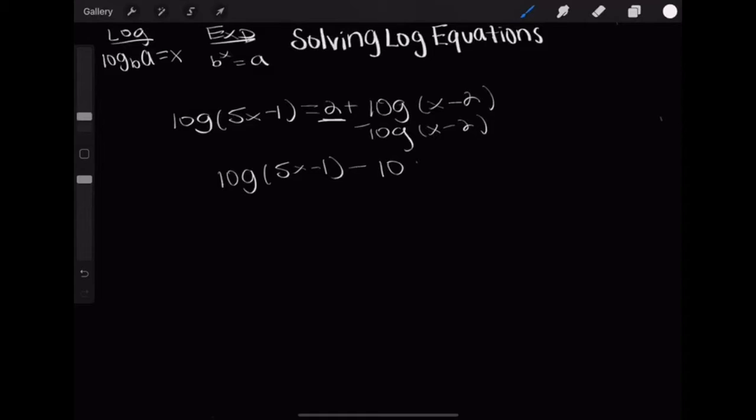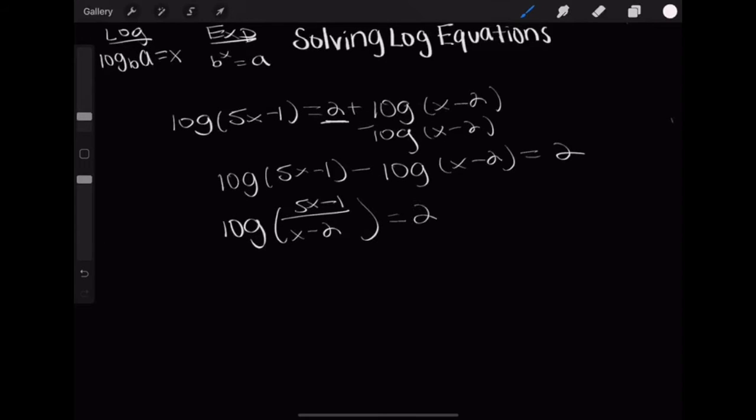Now we're going to incorporate something called the quotient rule. The quotient rule states that if you have 2 logs that are being subtracted from each other, you can divide the arguments. What that will look like is this. So now you have this, and now it's time to convert it to exponential form to get your answer.